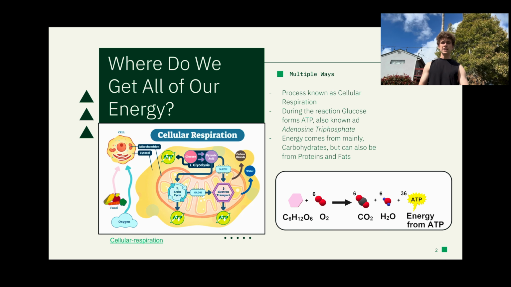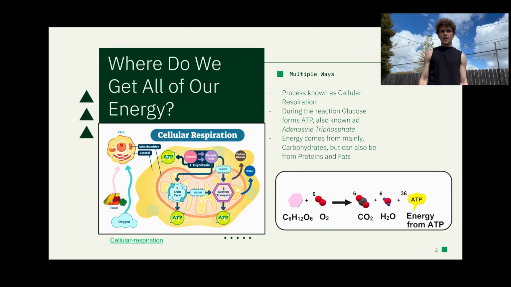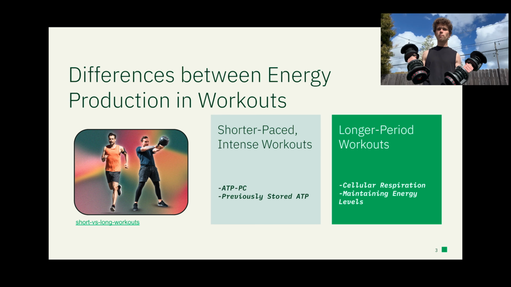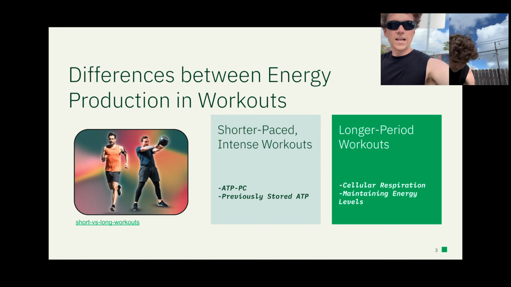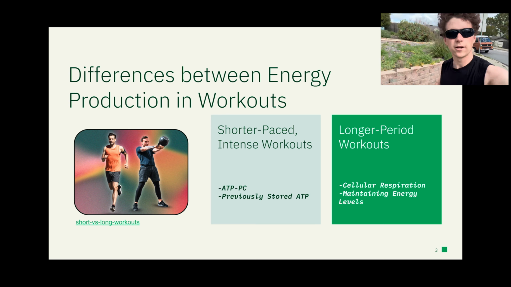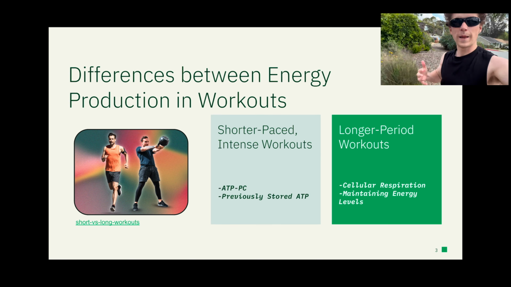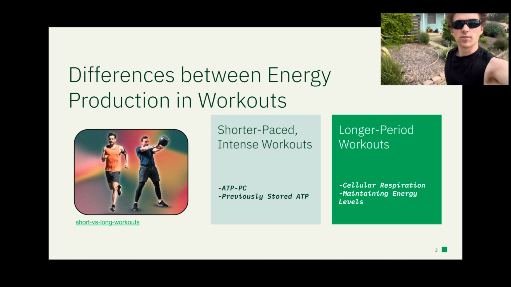In situations where our body is depleted of carbohydrates, we start to rely on fats and then proteins for energy. Interestingly enough, our body has different systems to produce ATP depending on the type of exercise that we do. For shorter pace, more intense workouts like sprinting or even weightlifting, our body relies on a process called ATP-PC, which uses previously stored ATP to quickly react to the fast, high-intensity bursts of an activity, such as lifting weights. As for longer periods of exercise, such as jogging or going on a run, our body utilizes cellular respiration like described earlier, constantly replenishing itself with ATP and keeping our energy levels sustainable.